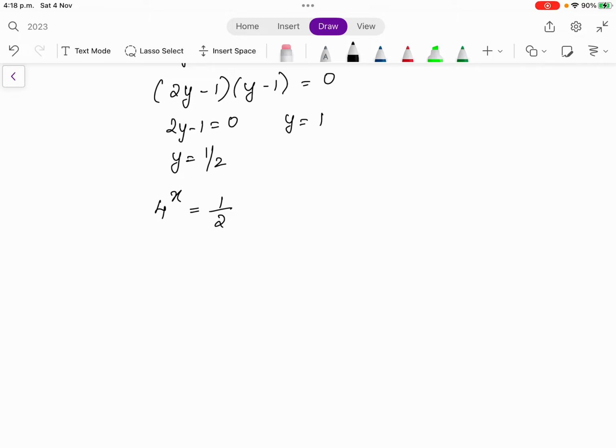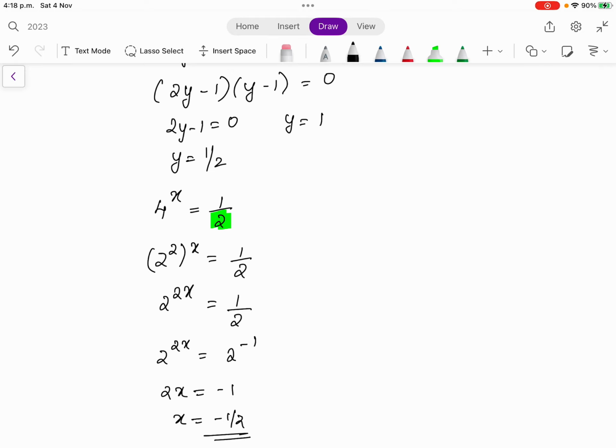And here you have to convert it into base 2. So I will write this as 2 to the power of 2 to the power of x is equal to 1 over 2, so 2 to the power of 2x is equal to 1 over 2. 1 over 2 can be written as 2 to the power of minus 1. So 2x is equal to minus 1 and x is equal to minus 1 over 2. And when you are considering y is equal to 1, 4 to the power of x is equal to 1, so 2 to the power of 2x is equal to 2 to the power of 0 and x is equal to 0. So the solution is x is equal to minus 1 over 2 and x is equal to 0.